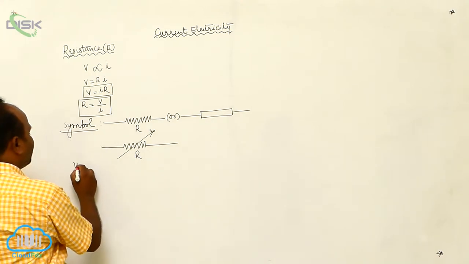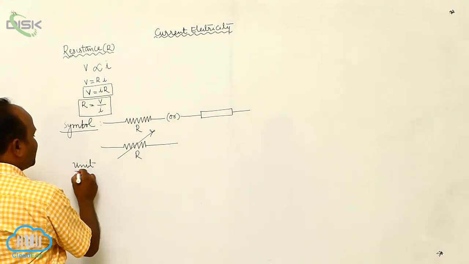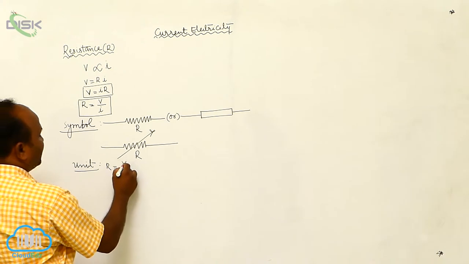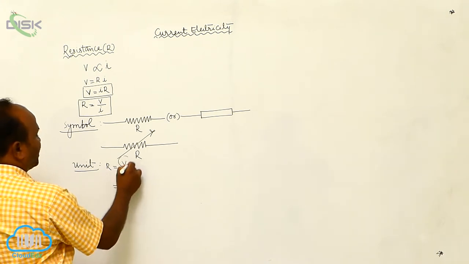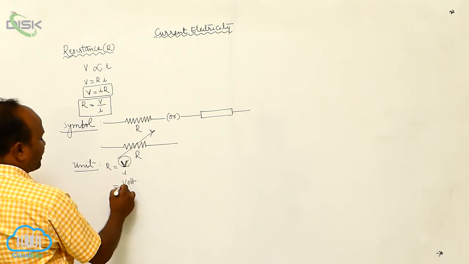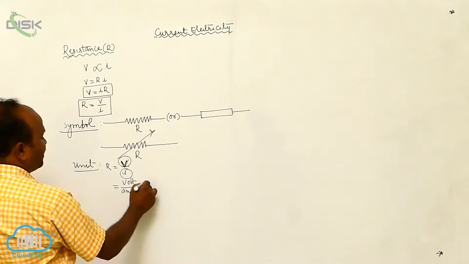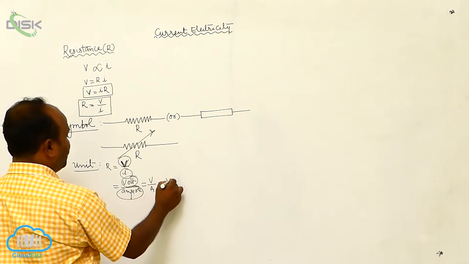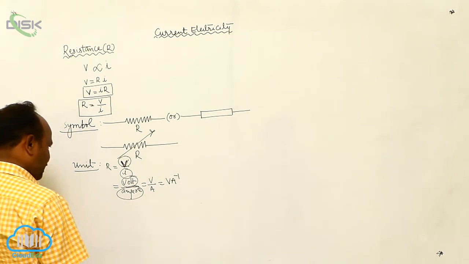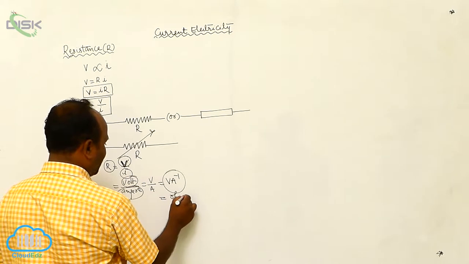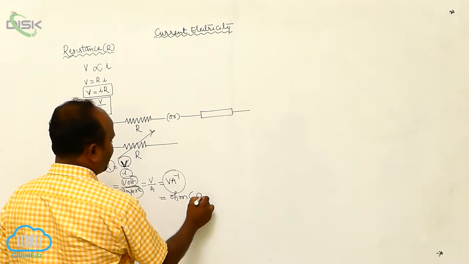Now, what is the unit of resistance? R equals V by I. The unit of potential difference is volt, and the unit of current is ampere. Volt is written as V, and ampere is written as A. Therefore, volt per ampere is the unit of resistance. This volt per ampere is known as ohm. What is the symbol of ohm?